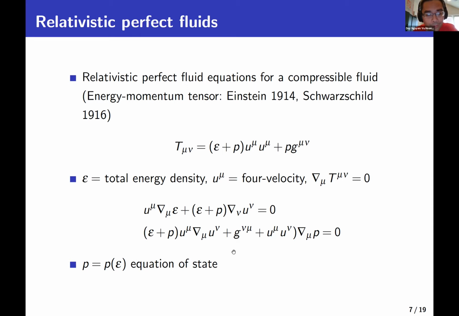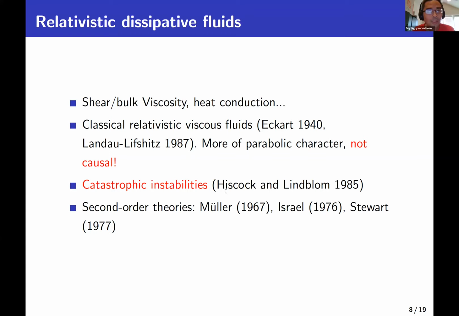So how do we bring in these dissipative contributions? We want to model something like bulk viscosity or shear viscosity or maybe heat conduction. And that has a very long history. It started in the 1940s with a very famous proposal by Eckart, who was essentially the first person to write down a relativistic theory for a dissipative fluid. Also, there's another famous proposal that came later that can be found in a book by Landau and Lifshitz.